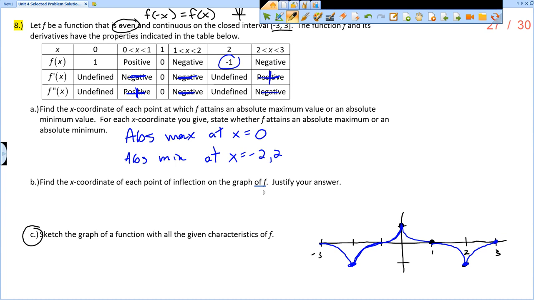Next, B, find the x coordinate of each point of inflection. Remember, a point of inflection is when the concavity changes, or when the second derivative changes signs. The second derivative is undefined at 0, then it's positive, then 0, then negative. So it changes signs at x equals 1. Then it's negative, undefined, and negative, so it does not change signs at x equals 2. So it changes at x equals 1, but then that means it also changes at x equals -1, because it's concave down, then concave up. So points of inflection, sometimes I just write POI, at x equals -1 and +1.